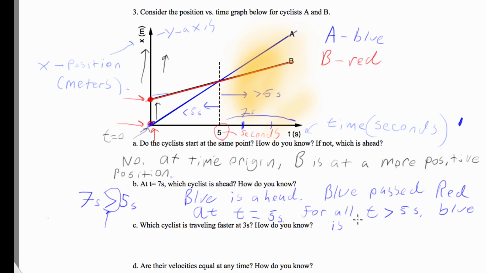And please don't write down exactly what I wrote. Try to do it in your own words so it makes sense to you. Which cyclist is traveling faster at 3 seconds? How do you know? So where's 3 seconds? Well, I just know it's to the left of this line. And how do you know here? Well, we haven't talked about slope yet, but if you're in Algebra 1, you probably heard the word.